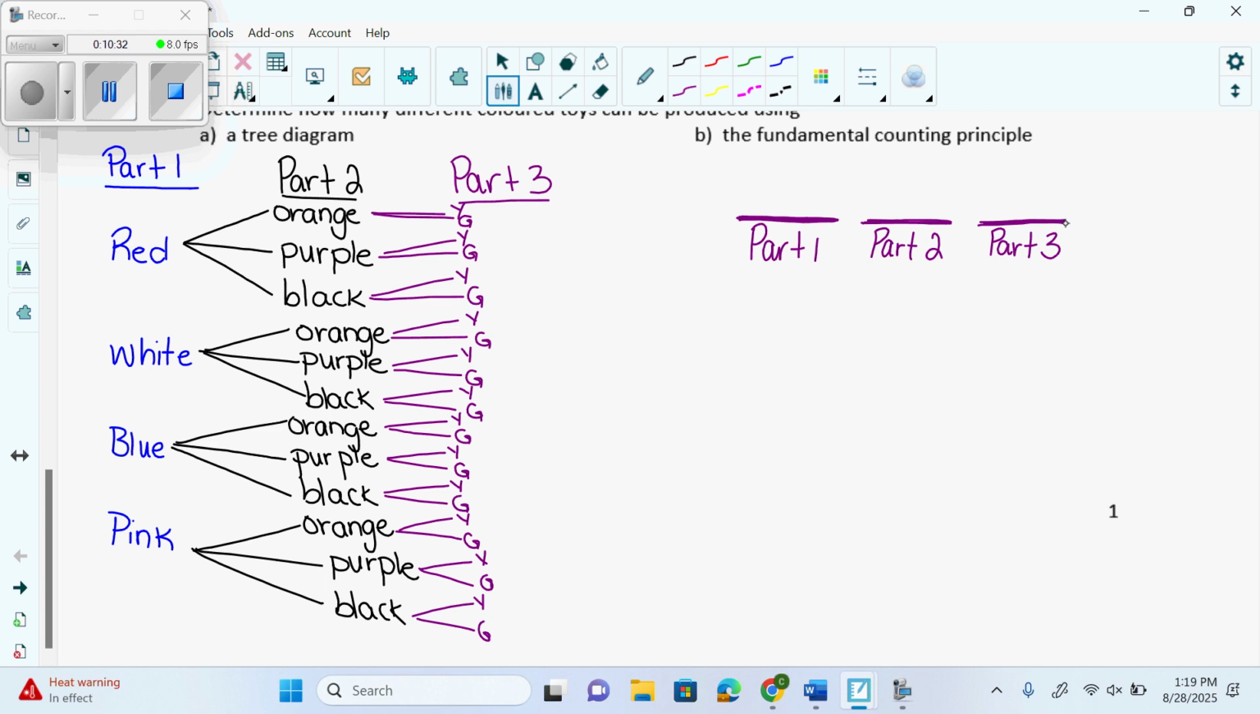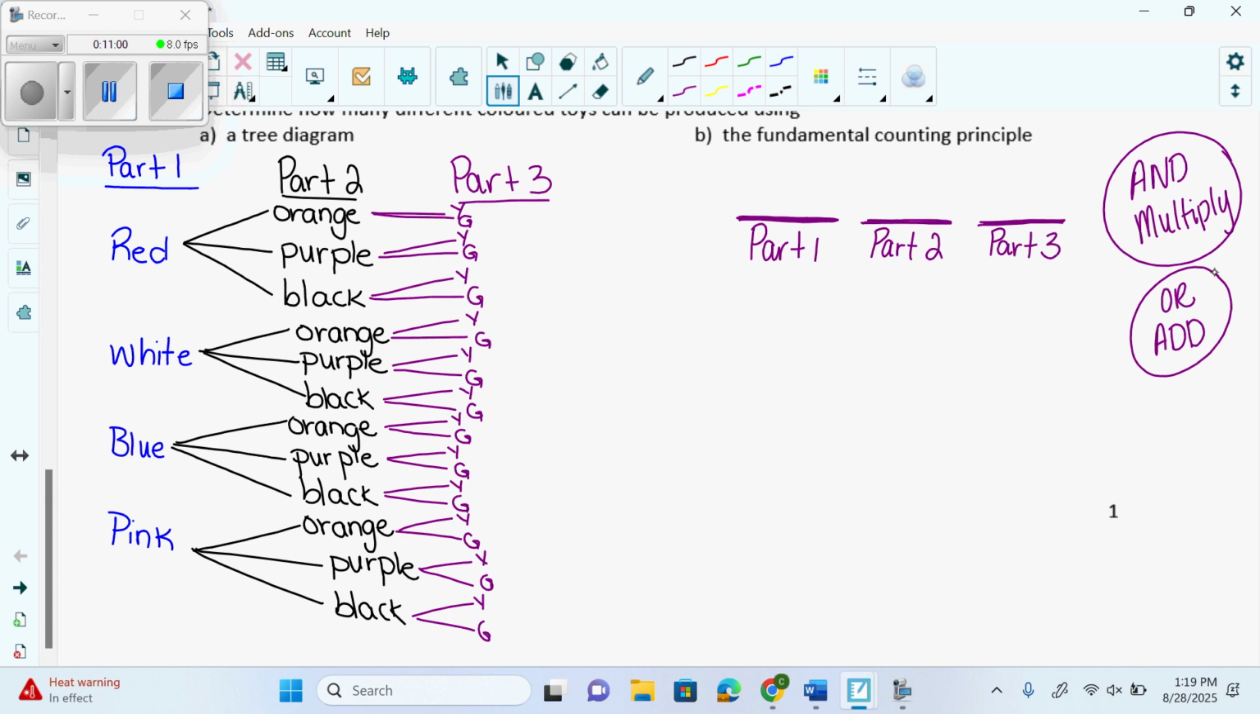Now, do I need part 1 and part 2 and part 3, or do I need part 1 or part 2 or part 3? And or, to make the full toy. And. Because I'm using the word and, I'm going to write this over here. Whenever I use the word and, I multiply. And if I use the word or, I add. The way I remember this is, and and add look like they should go together because they're basically the same word, but they're so similar they hate each other. So if I have and, I multiply. If I use or, I add.